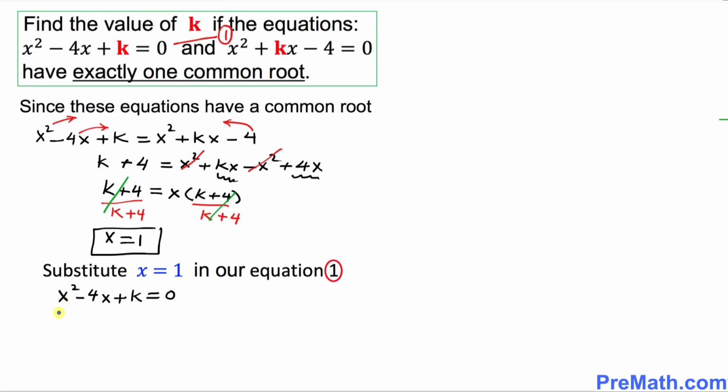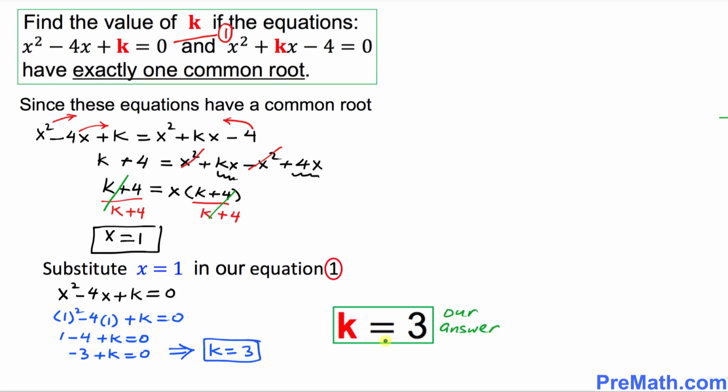So this is going to become 1 square minus 4 times 1 plus k equal to 0. That is going to give you 1 square equals 1, minus 4 times 1 is 4, plus k equal to 0. This becomes negative 3 plus k equal to 0, which means we get k equal to 3. So thus k equal to 3 turns out to be our answer.